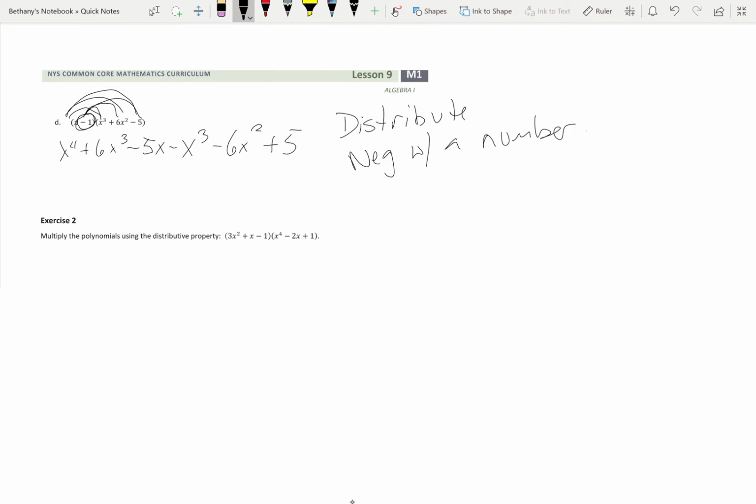Alright, so combining like terms, I have x to the fourth, 6x to the third minus x to the third is 5x to the third. Alright, minus 6x squared minus 5x plus 5. Done.